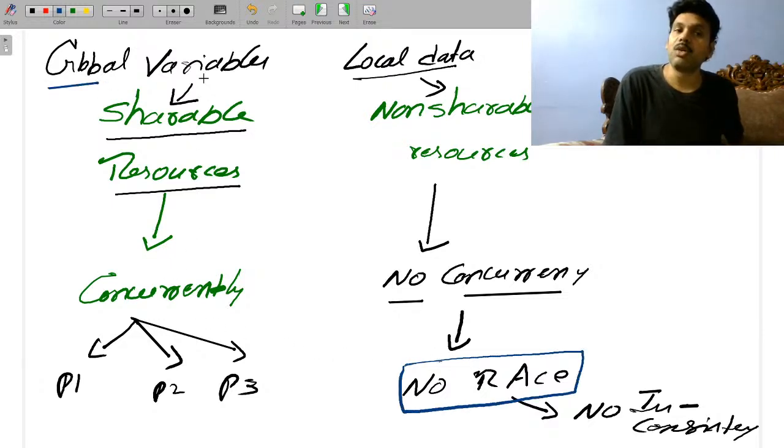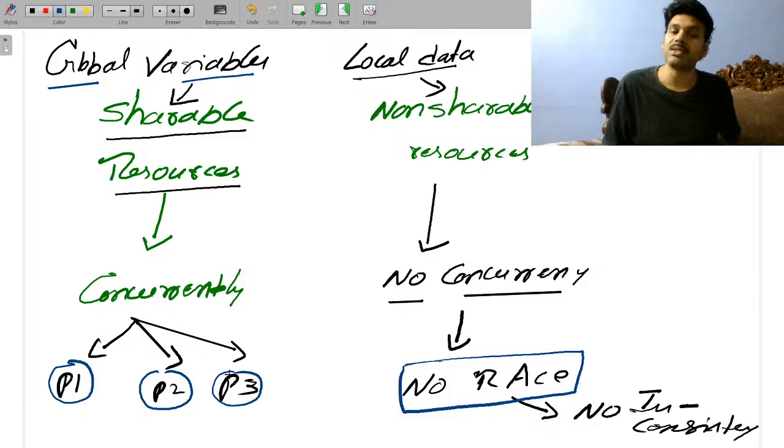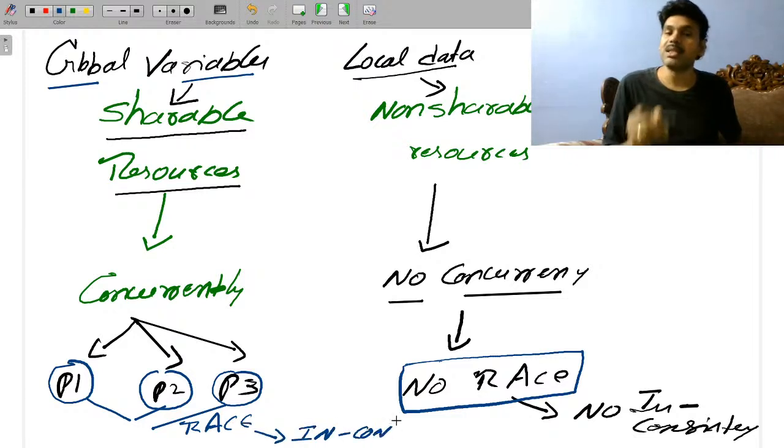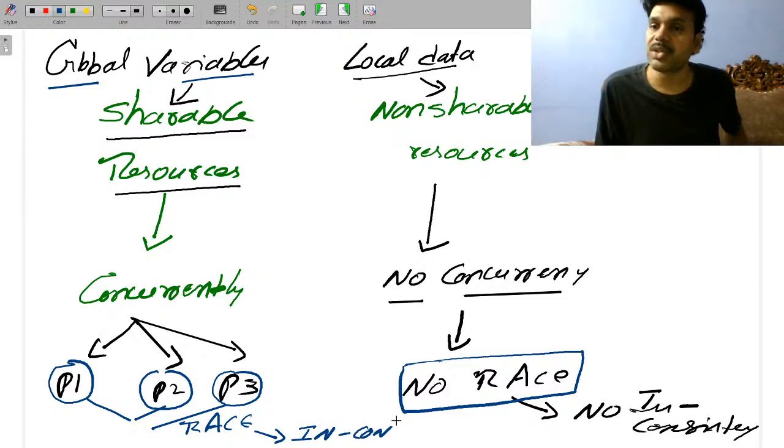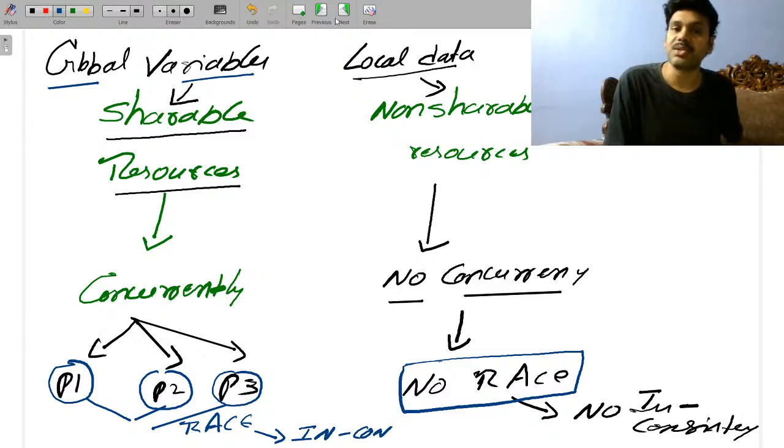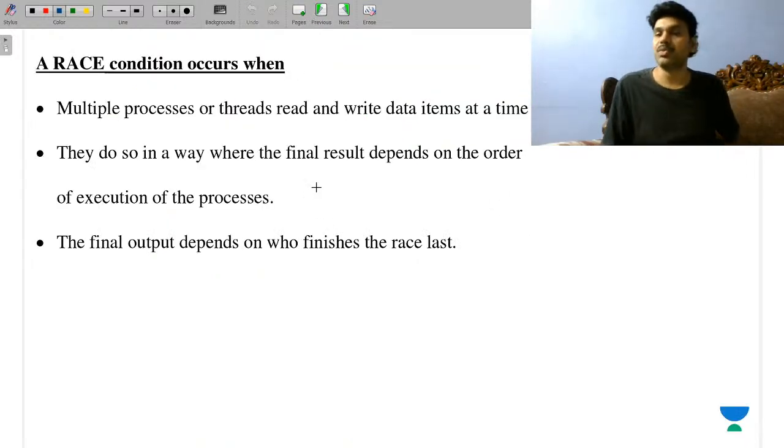The things are globally available, anybody can access at a particular instance of time. Therefore multiple processes or threads or users are trying to access it. This kind of accessing is called what? Race. Whenever you talk about race, there is what? Inconsistency. Please understand friends, this is the difference between shareable resources and non-shareable resources. As per the previous one, a race condition is only for shareable resources, not for non-shareable resources.